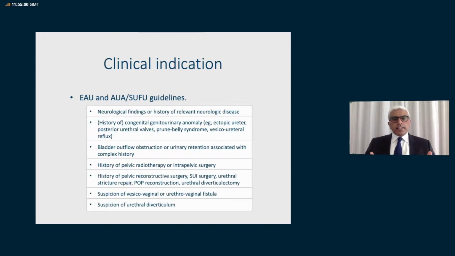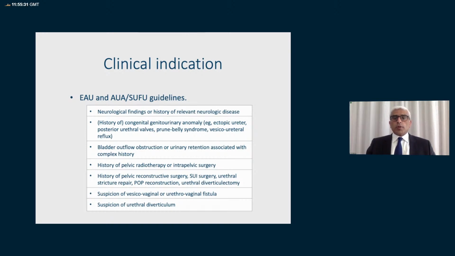What are the clinical indications to do video urodynamic studies? And it's very important to know when to do it. As for the EAU and SUFU guidelines, the top is the neurological condition. Any person who has got a neurological condition, I think most of the guidelines agree that the first urodynamics should be done with video urodynamic studies. And once it's established, then one can go on later on to do the standard urodynamics.